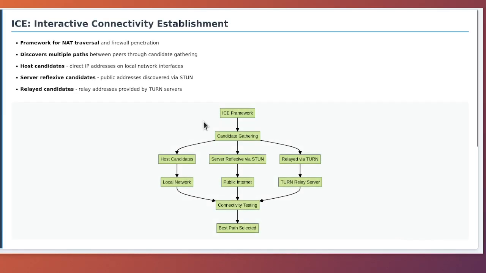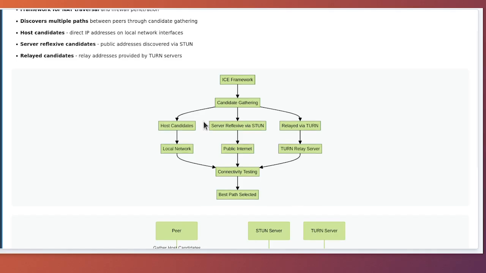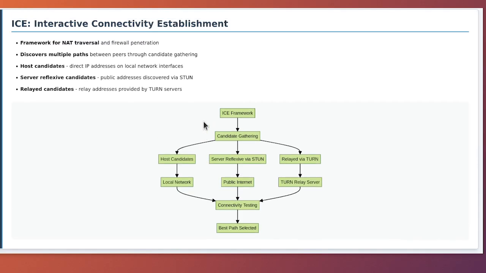ICE, Interactive Connectivity Establishment. Interactive Connectivity Establishment, or ICE, is the framework that makes WebRTC work in the real world, where NAT devices and firewalls are ubiquitous. Most users sit behind NAT routers that hide their actual IP addresses from the public internet, and many networks employ firewalls that restrict incoming connections. ICE solves these problems by discovering all possible network paths between two peers and testing them to find working routes for communication.